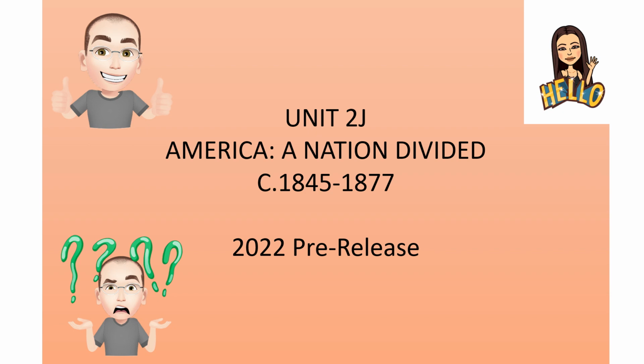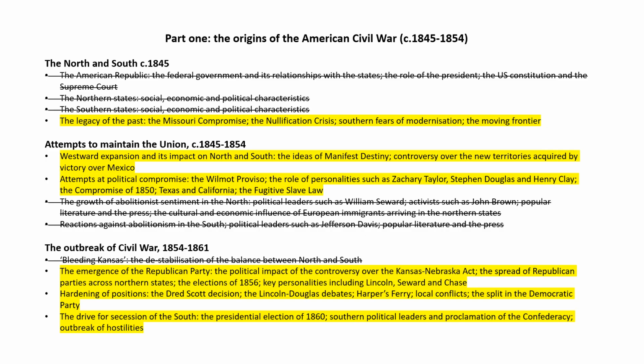This video is going to go over the pre-release for 2022 on Unit 2J, America a Nation Divided, that starts circa 1845 and runs through until 1877. Getting straight into it then, part 1 is the origins of the American Civil War. Anything in yellow is what AQA left on the pre-release and anything crossed out is what AQA removed.